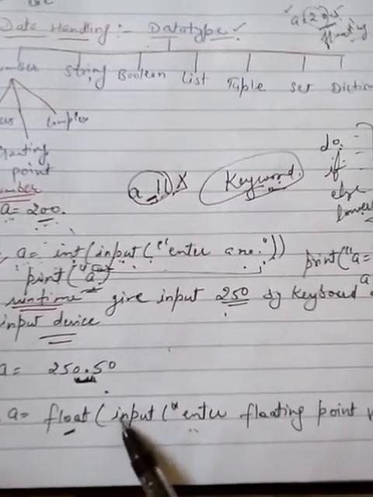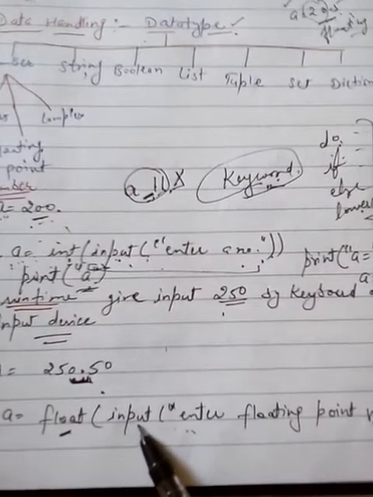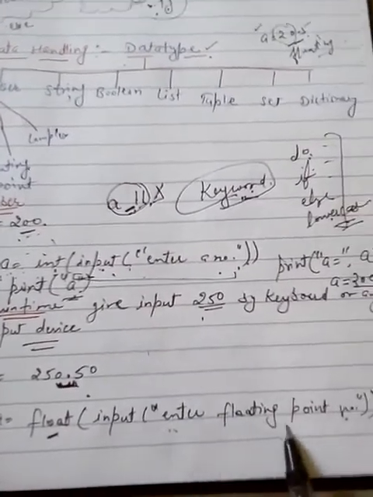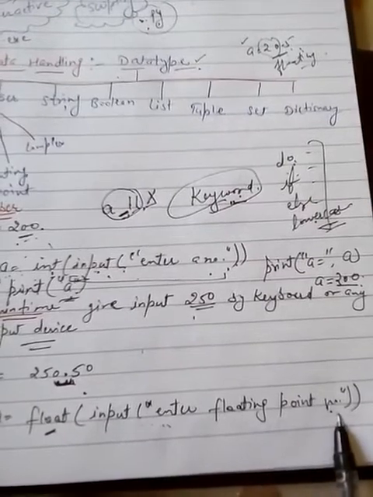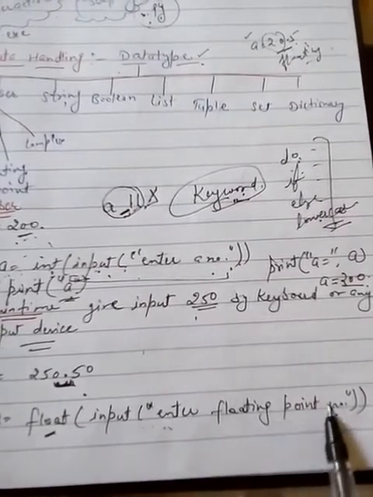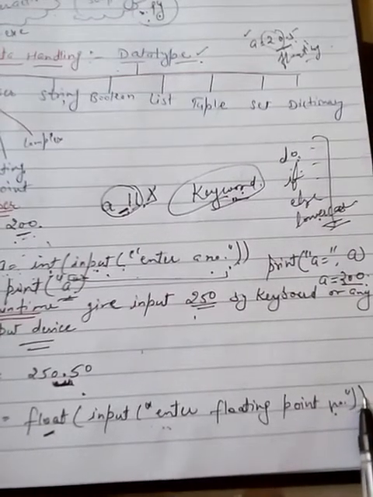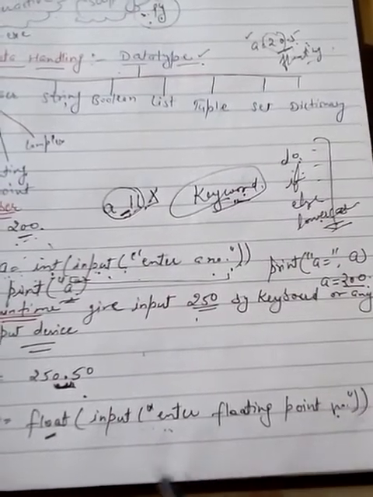Earlier we were using int, and here we are using float. The same statement we can write: a is equal to float input, then in double quotes you write "enter floating point number". So at runtime this line will be printed, then by keyboard you can assign any value to a.